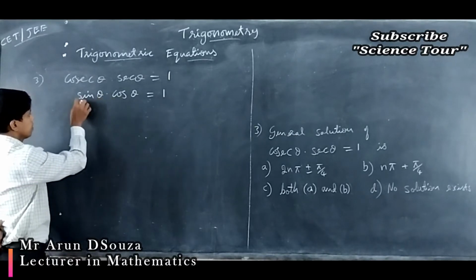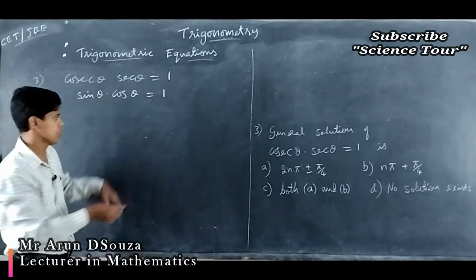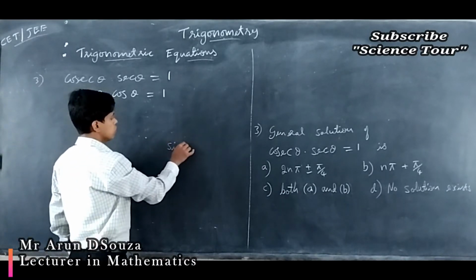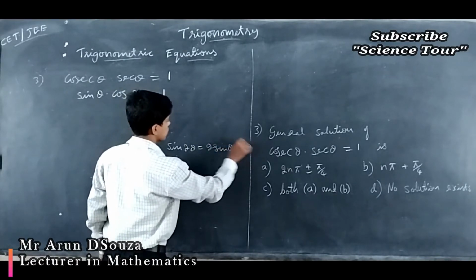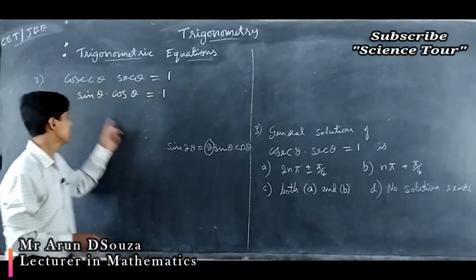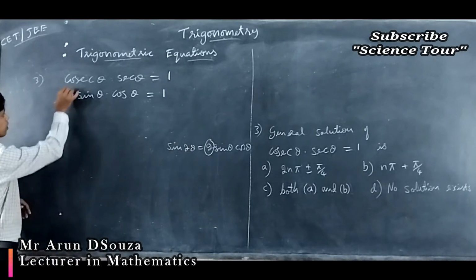Next, understand, I need either sine or cos. I have this formula, sine 2 theta is equal to 2 sine theta cos theta. So the only thing missing here is 2. So what do I do? I multiply by 2 and divide by 2.